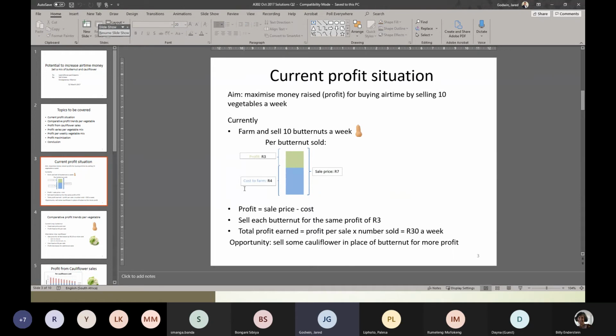Make your point. Again, I'm taking a step back and saying, so what? What did I want to do with this slide? I wanted to give the current profit situation. Have I achieved that goal? You say, yes, I've built it up. How is profit calculated?